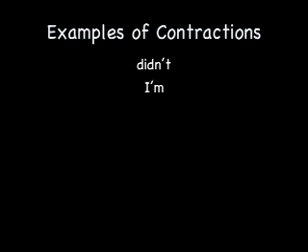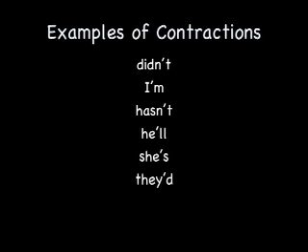I'm, which is formed from the two words I am. Hasn't, which is formed from the two words has not. He'll, which is formed from the two words he will. She's, which is formed from the two words she is. They'd, which is formed from the two words they would. We've, which is formed from the two words we have. Let's, which is formed from the two words let us.